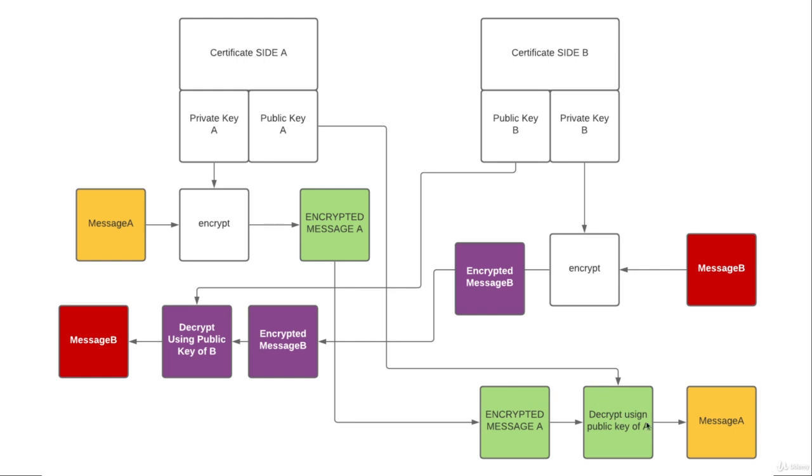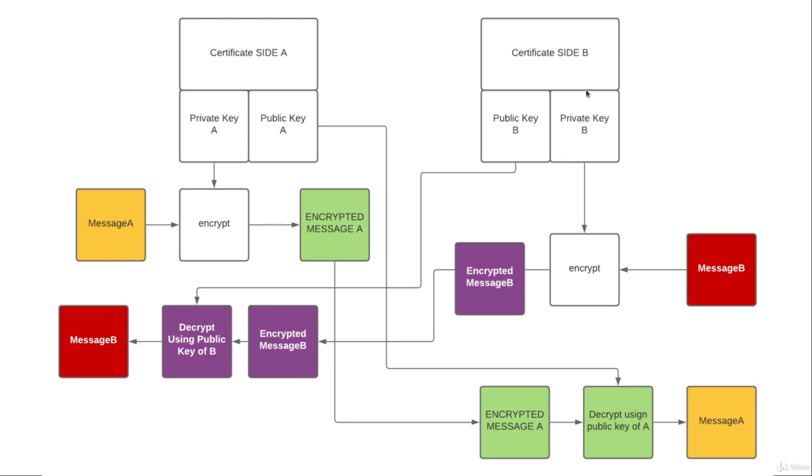By decrypting using the public key, this would serve two purposes. The first purpose is that side B gets the original message. The second purpose is for non-repudiation, meaning that side A cannot say I didn't send the message, as it's the only entity that has that private key.